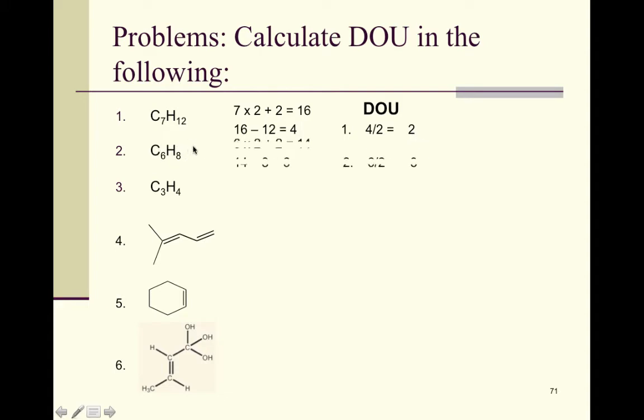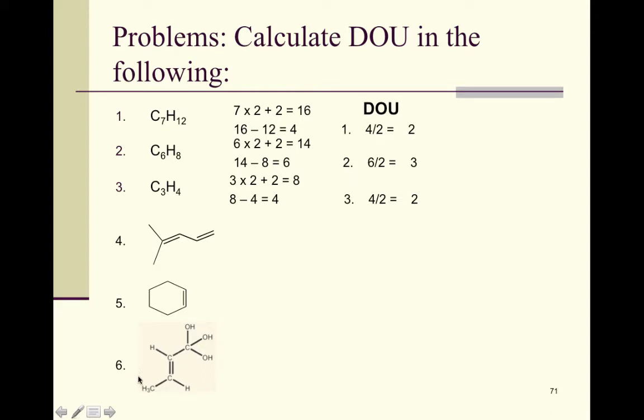C6H8, 6 times 2 is 12, plus 2 is 14. If it were saturated with 6 carbons, I'd have 14 hydrogens. I have 8. The difference, 14 minus 8 is 6. Divide that by 2, 3 degrees of unsaturation. We have 3 carbons. 3 times 2 is 6, plus 2 is 8. I only have 4 hydrogens. The difference is 4. 4 divided by 2 is 2.